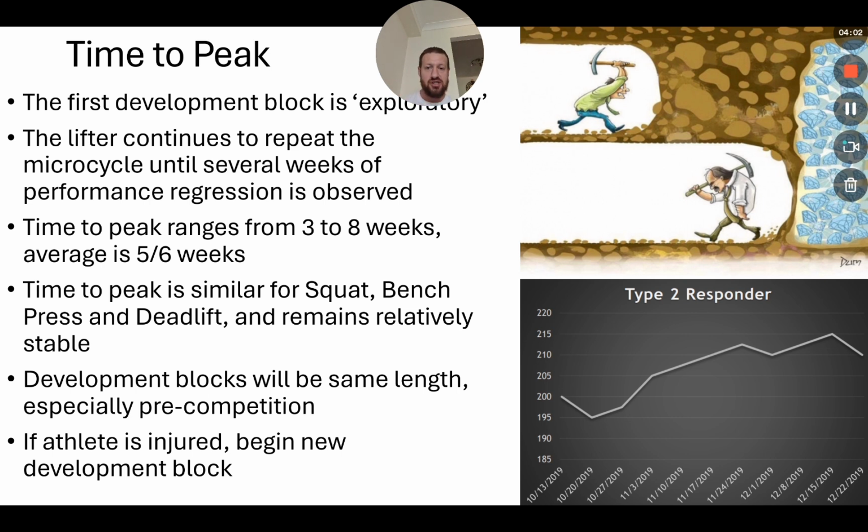And according to RTS, the time to peak is similar for all the lifts and throughout a lifter's training career. And development blocks are always going to be the same length, because this means we're going to get the most out of them, especially pre-competition. And if an athlete becomes injured, they would begin a new development block as the cycle has been broken.